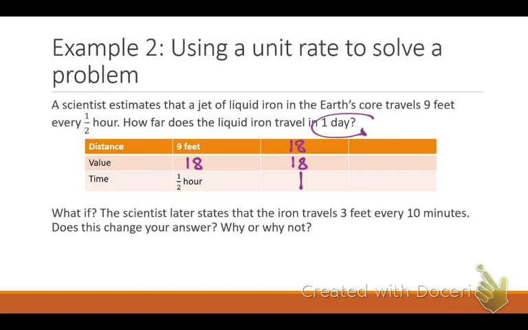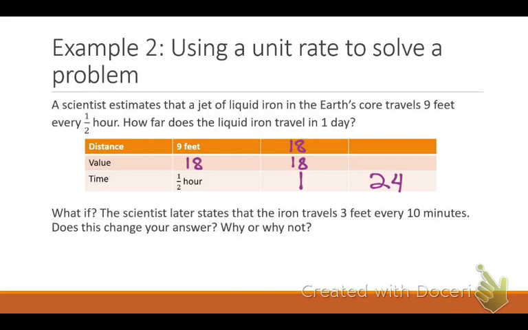In a day, how far it travels. So how many hours are in a day? 24 hours. So that's what goes in my last block. Time, 24. Why did I jump all the way to 24? Because that's what it's asking me. What if it had said half a day? What number would I have put here? 12. So because of what it's asking me, now I'm using my unit rate to actually solve the problem. It didn't say what's the unit rate, did it? No, but I had to find the unit rate to actually answer the problem.